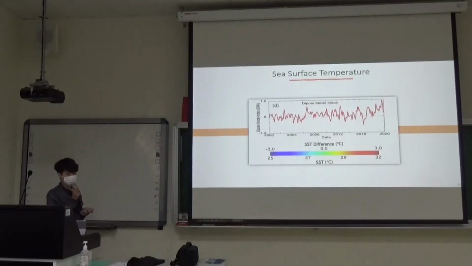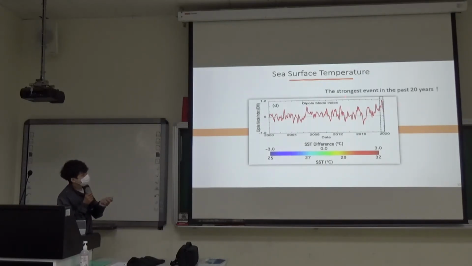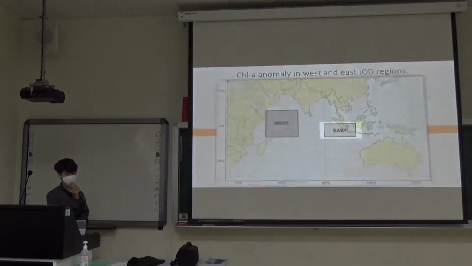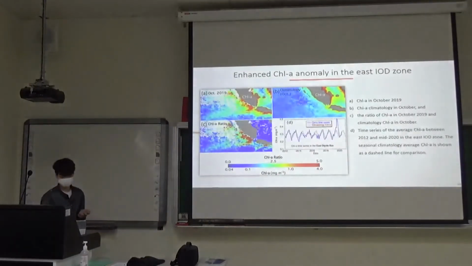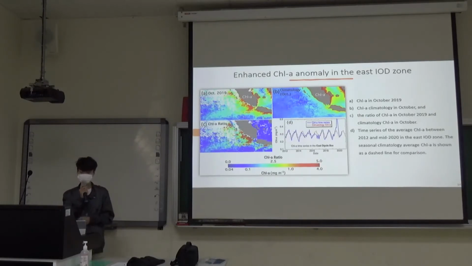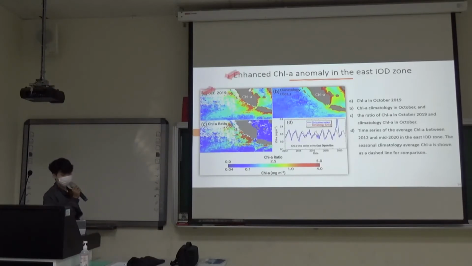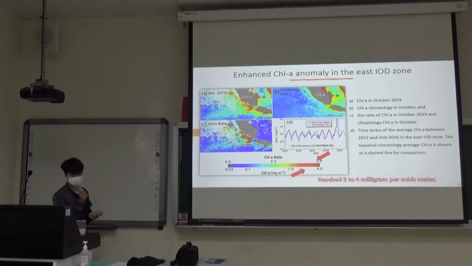The DMI time series also shows that the IOD in the fall and winter is the strongest event in the past 20 years. Next, let's look at the chlorophyll A change in the East IOD area. Due to the proliferation of phytoplankton, the concentration of chlorophyll A in the eastern IOD area increased significantly. In the coastal area of Sumatra, chlorophyll A reaches 3 to 4 milligrams per cubic meter in October 2019.